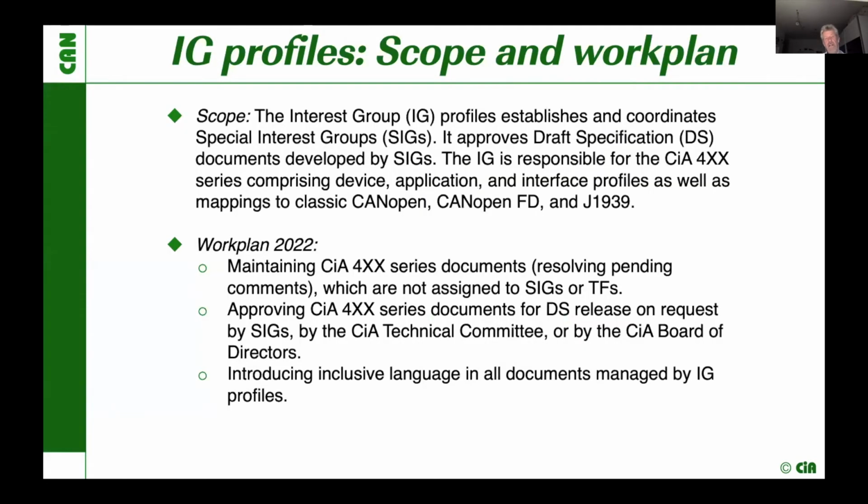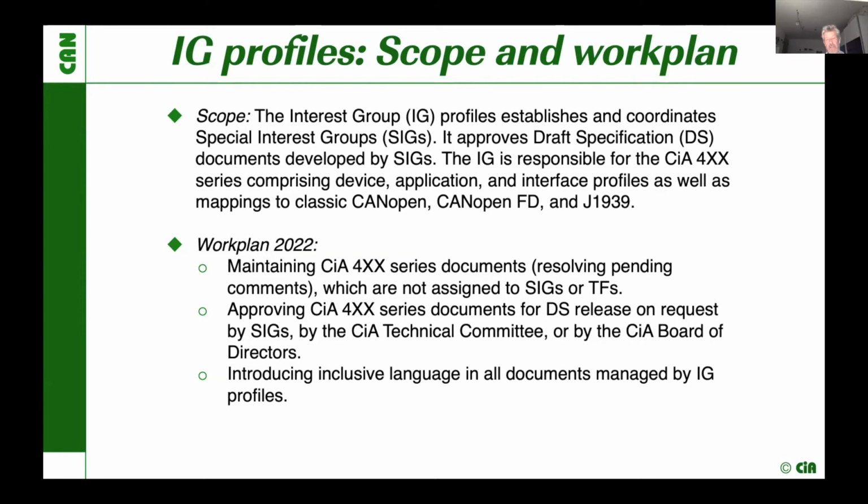So the interest group profiles has a scope and work plan. The scope is that we establish a special interest group to avoid double specifications, and we also approve in the IG profiles the draft specifications developed by those special interest groups. The interest group is responsible for the entire series of 400, and maybe sometimes also for other documents. And mainly we include also the classical CANopen, CANopen FD and J1939 mapping to different applications. In the future it could be more.